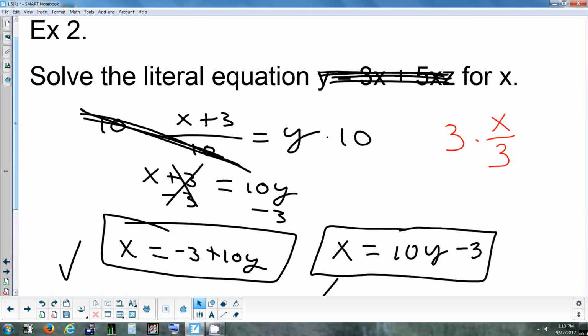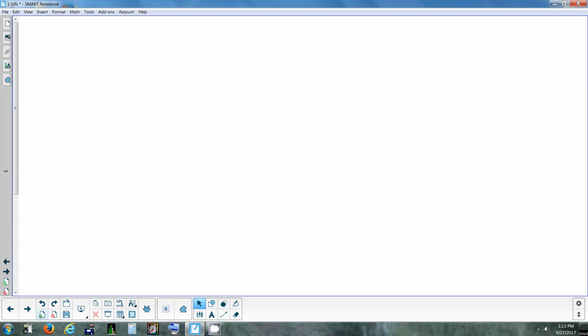Now, what if they asked you to solve for y in this one? Well, think back to the original. Can you remind me? Somebody remind me, what was the original problem? X plus 3 divided by 10 equals y. Yep. So what if they said solve that for y? What would you have to do?